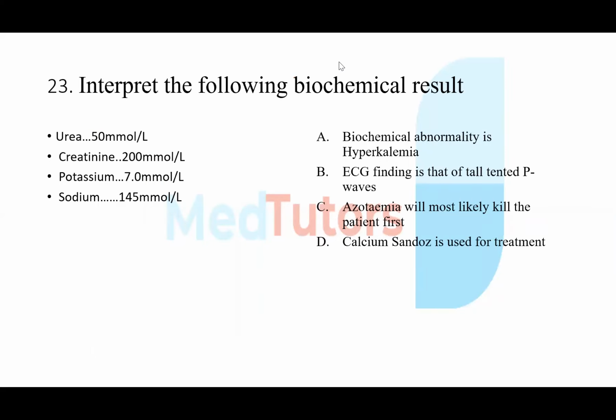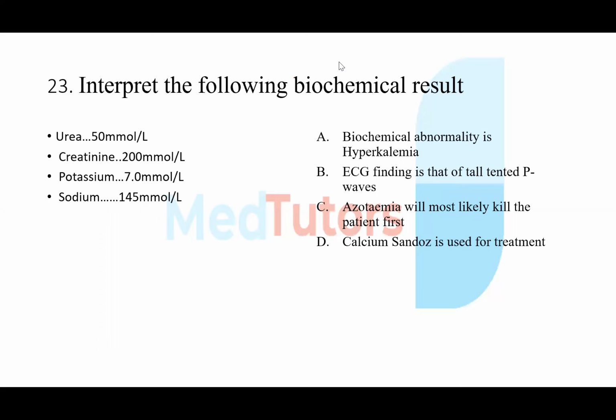So interpret the following biochemical results. So you are telling us that the biochemical abnormality that is shown here is hyperkalemia. Yes, there's hyperkalemia here, it's 7.0. Usually you expect an upper cutoff of like 5.0 millimoles per liter. So you have hyperkalemia truly in this picture.